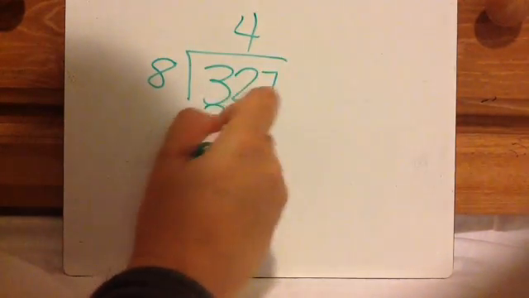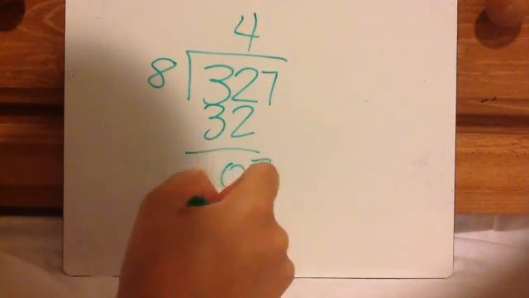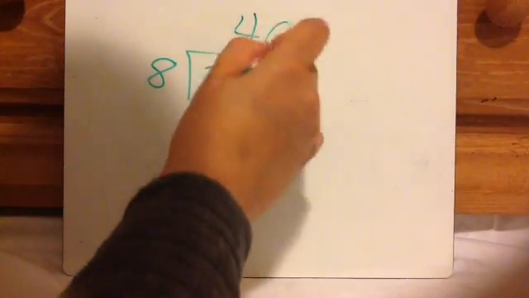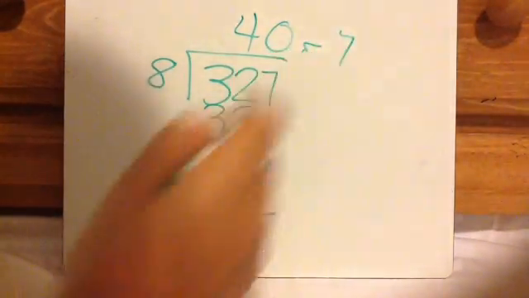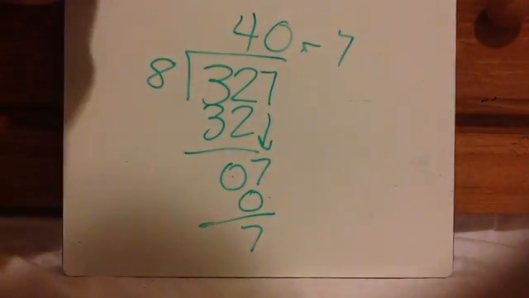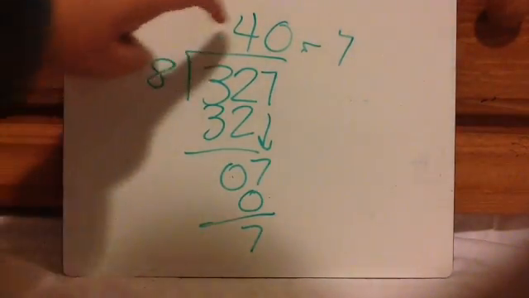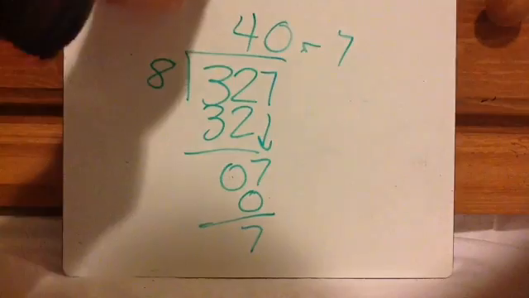So 8 goes into 32 4 times. Bring the 7 down. 8 goes into 7 0 times. So 40 remainder 7 is the best you can do. You can make an 8 by 40 array, and there will be 7 left over on the side. So here's what the array would look like.